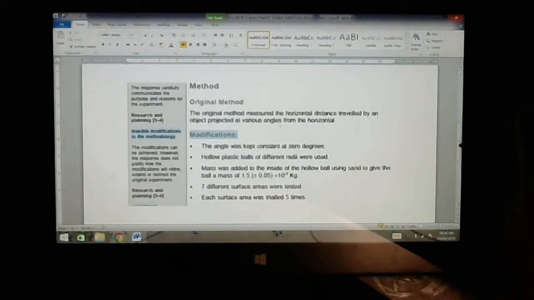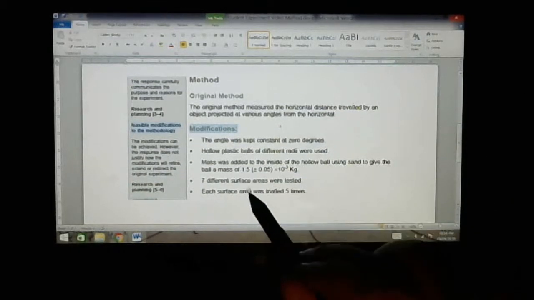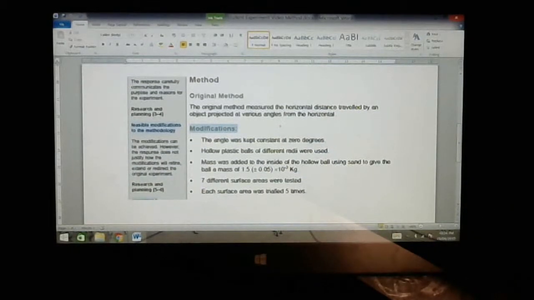If we have a look here, nothing here is justified about why they did this. Okay? So we say the angle was kept constant at 0 degrees. Why? Because they wanted to just have all the velocity go horizontal. Hollow plastic balls of different radii were used. Why? Why was it hollow? Why did that matter? Did the material matter?